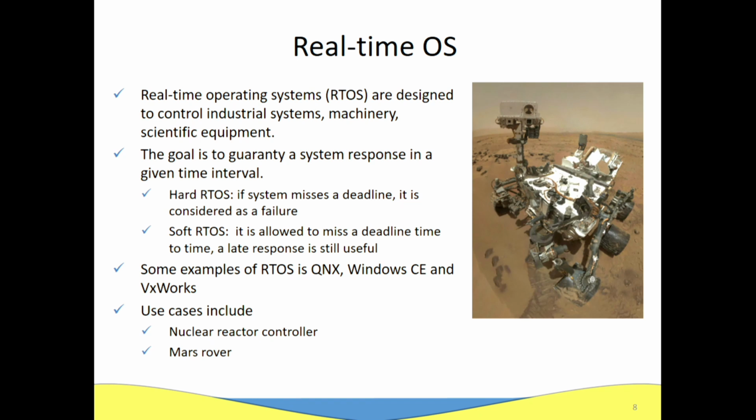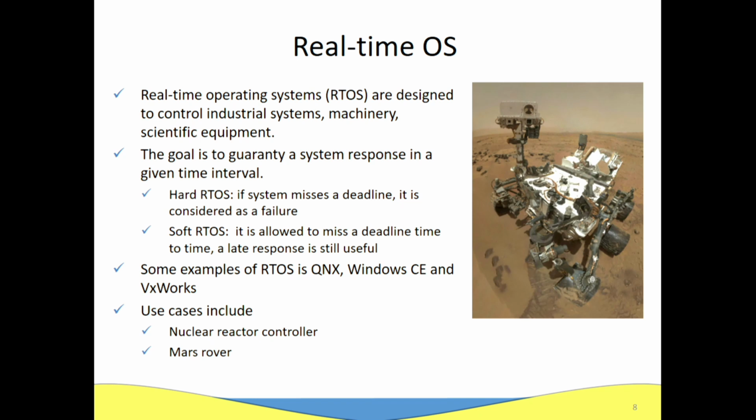A real-time operating system focuses on strict resource management, where the goal is to guarantee a system response in a given time interval. The intervals could be just milliseconds long or could be measured in hours. No matter how long or short the interval is, the system has to respond within this interval. If the system misses the deadline once, in other words, responds after a predefined interval, the system is considered failed. Such systems are called hard real-time operating systems.